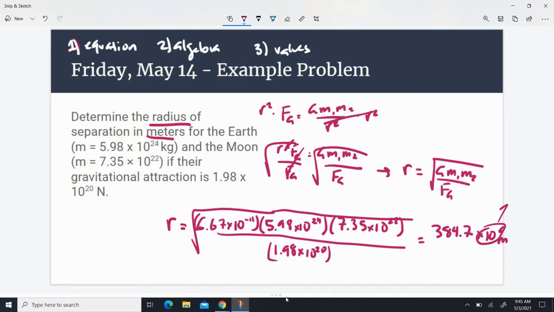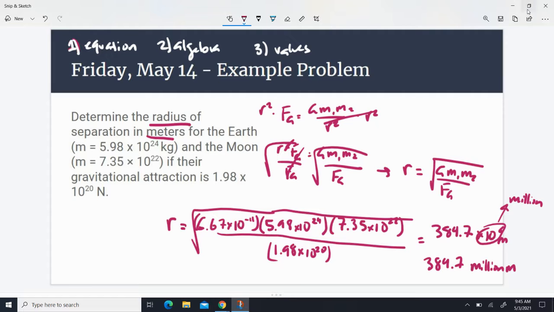So 10 to the 6th means a million. So this is going to be the same thing as 384.7 million meters. And the reason I bring that up, you can leave your values as times 10 to the 6th, or you could put megameters, which feels wrong. But the reason I bring that up is because these values are real. I looked up the value for the mass of Earth and the mass of the Moon. However, I rounded to the 100th place, so the values aren't going to exactly match up.